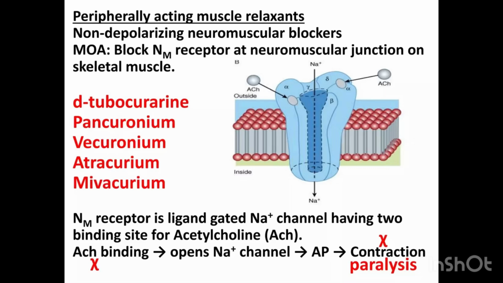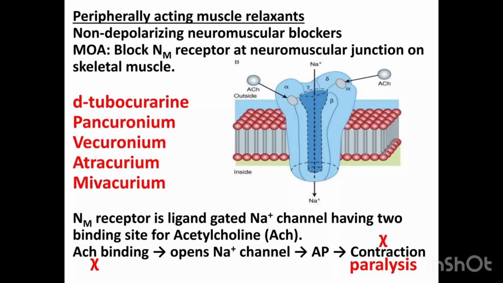And this causes non-depolarization. Instead, it causes hyperpolarization. Do you get it now? So I will go again. Instead of acetylcholine binding to the receptor, they say no. They bind to the receptor themselves, and when they bind, they prevent acetylcholine from binding. So no depolarization and no action of acetylcholine on the receptor, which means no contraction. If no contraction, what's happening? Paralysis. Are you getting me now?